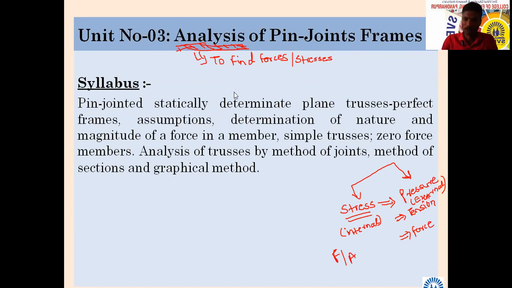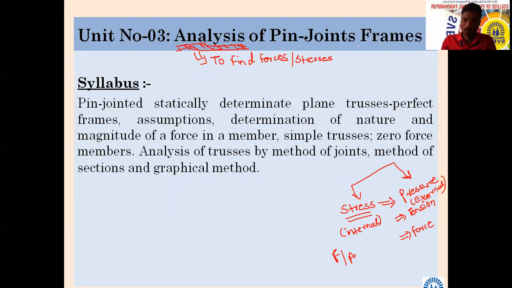In one of the lectures, I gave the example of a postmortem. It is a medical term, used to analyze why death happened. There we investigate the reason of death. But here, we want to find the forces or stresses in the member, and that is called analysis. Further, pin joint frames. In the discussion of the first lecture, I gave examples where these pin joint frames are used.